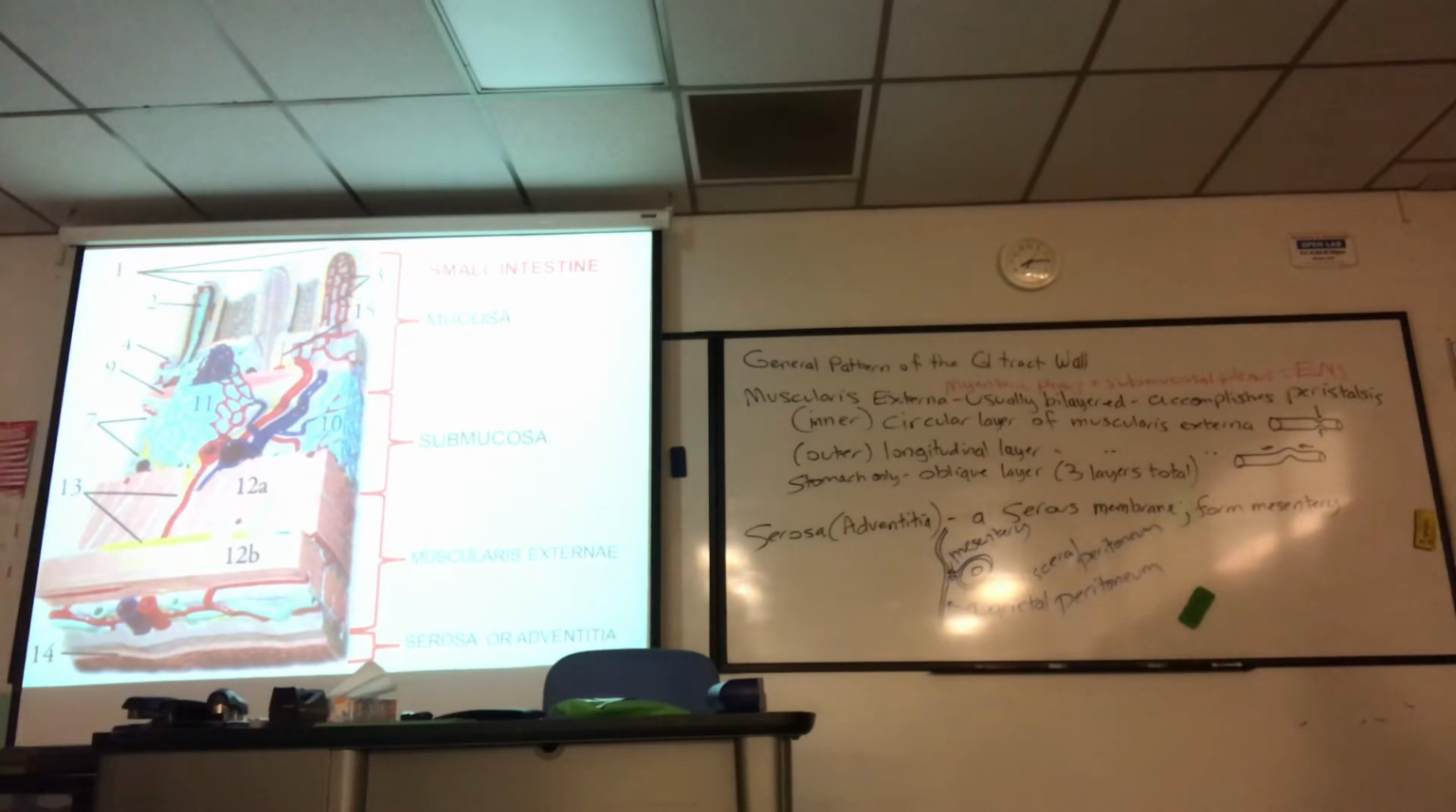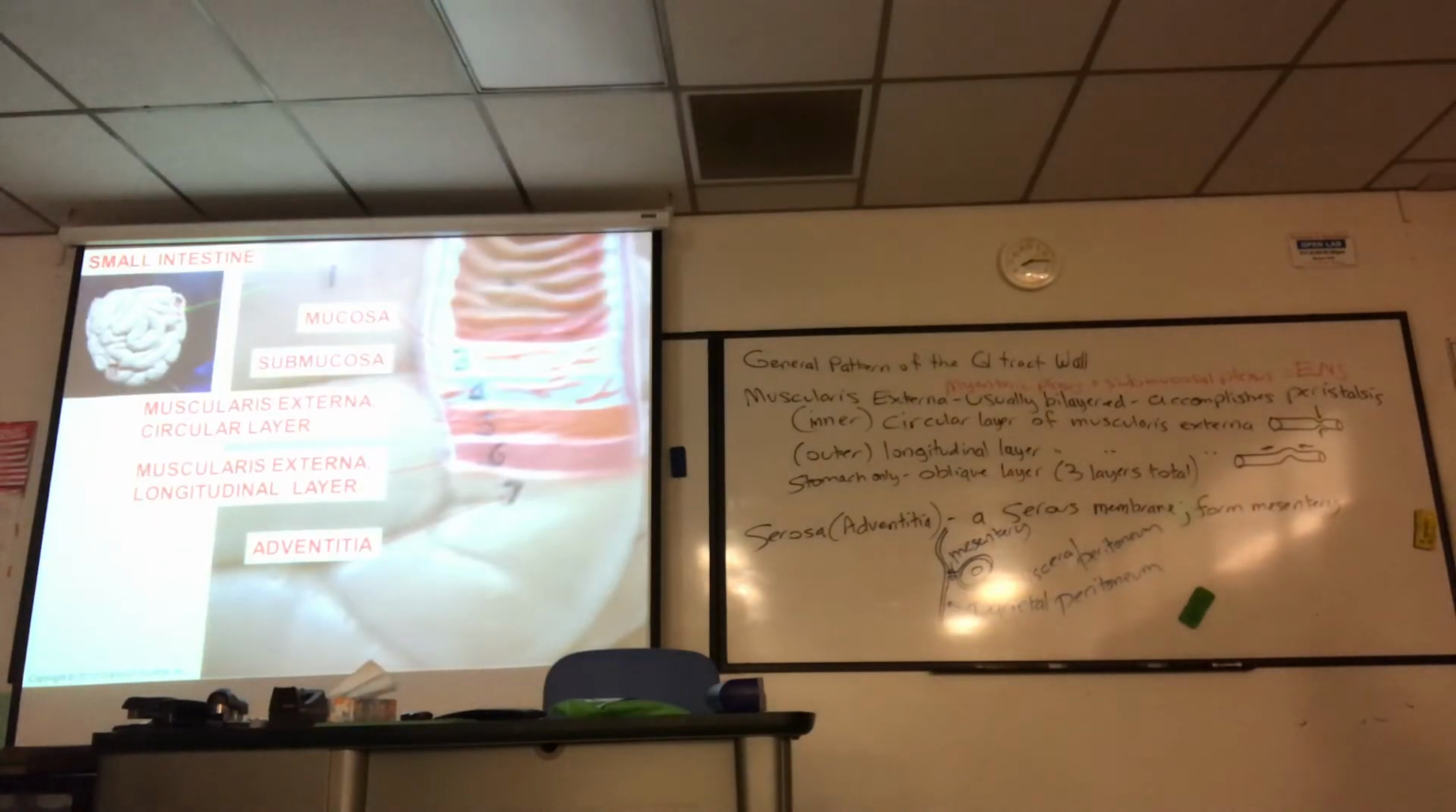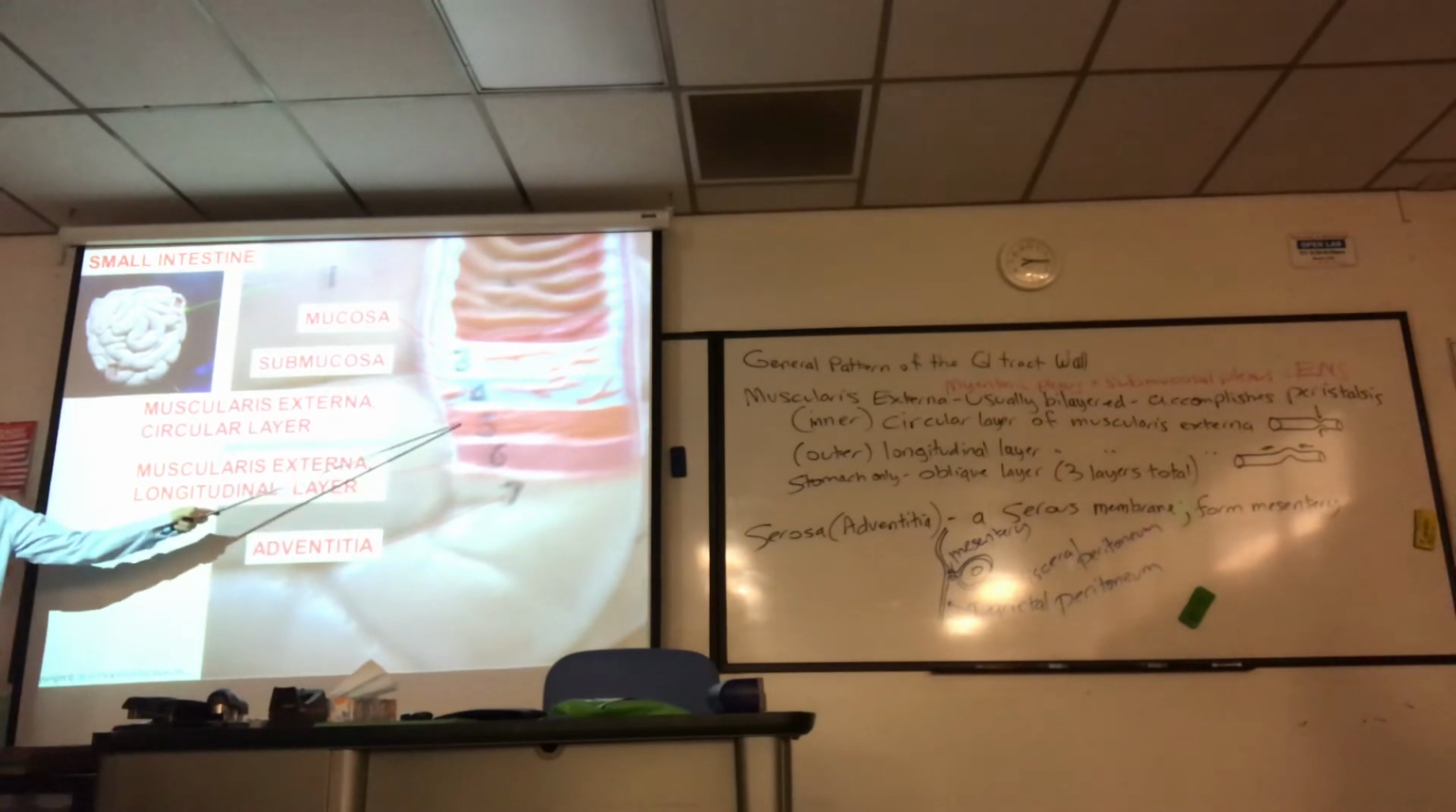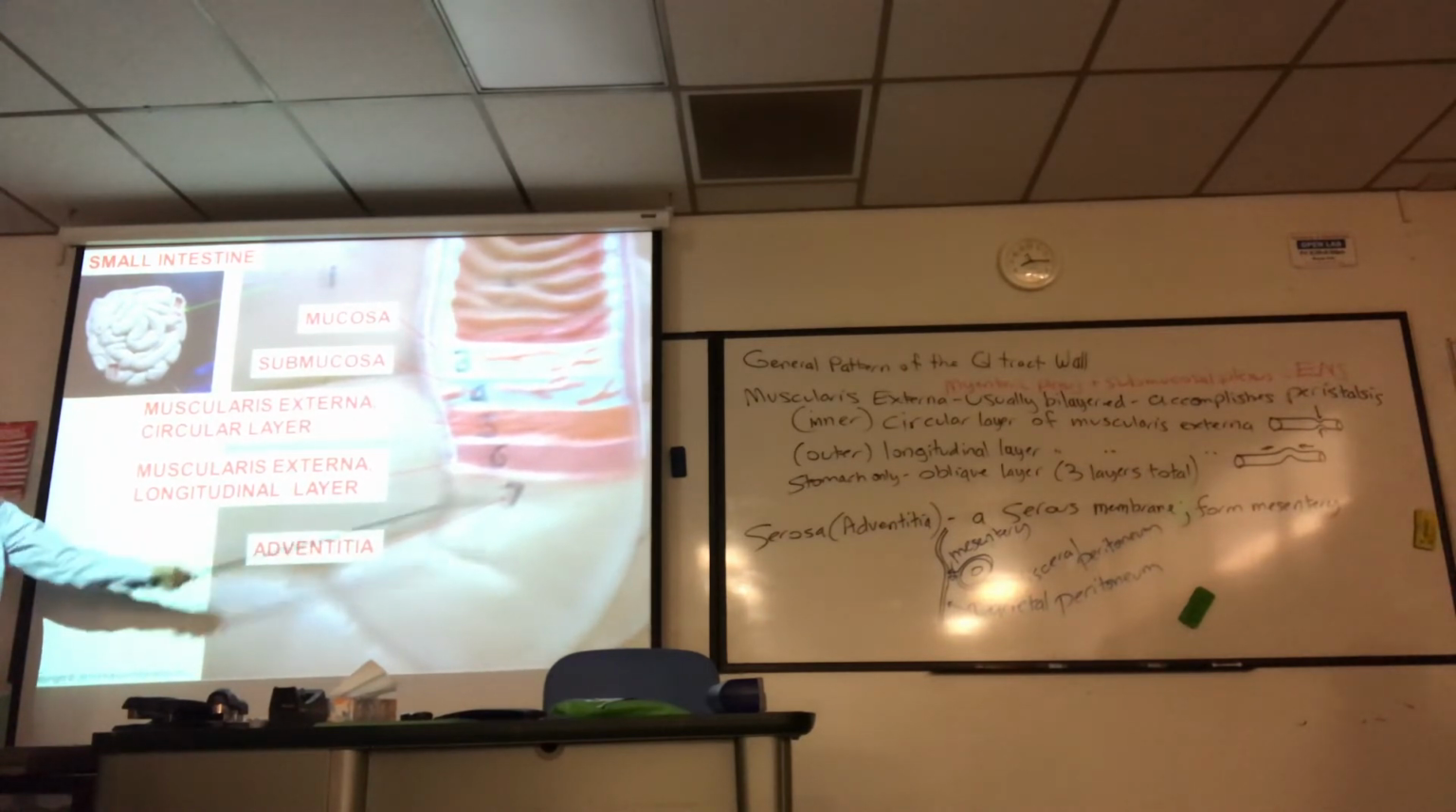Now these different layers are shown in different models, and here's a more simplified picture. It's a little blurry, but just follow the order. So mucosa, submucosa, and then both layers of muscularis externa, the circular and longitudinal. And then that color is adventitia. That's a pretty accurate color of what intestines look like in a cadaver.